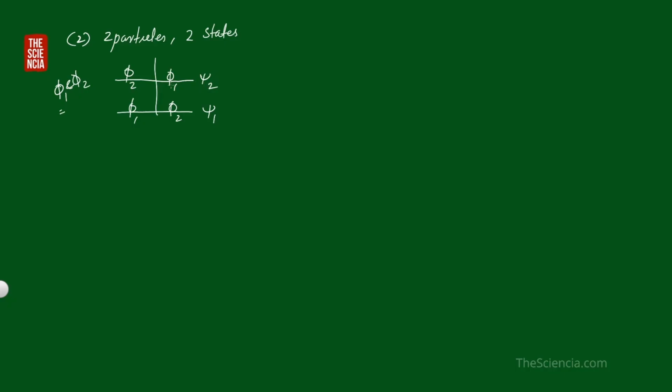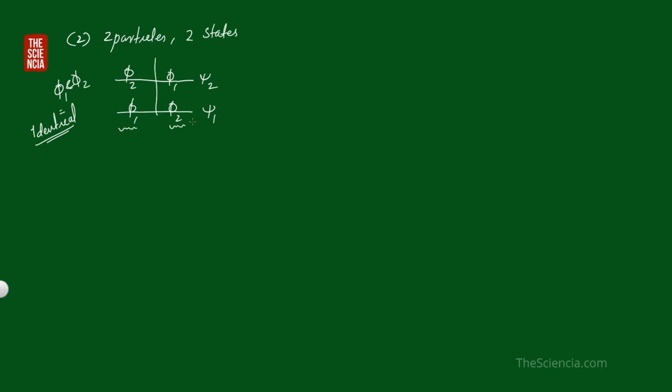Here these are identical particles, so we cannot distinguish which one is in the psi 1 state and which one is in the psi 2 state. But we know one particle is in the psi 1 state and another particle is in the psi 2 state. So maybe the first particle is in the psi 1 state and the second in the psi 2 state, or the second particle in the psi 1 state and the first in the psi 2 state. That is why I took both combinations.